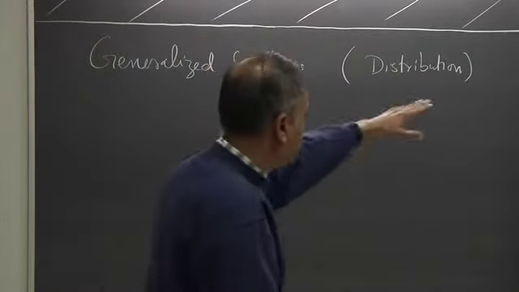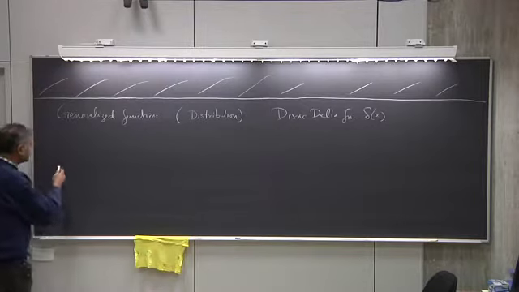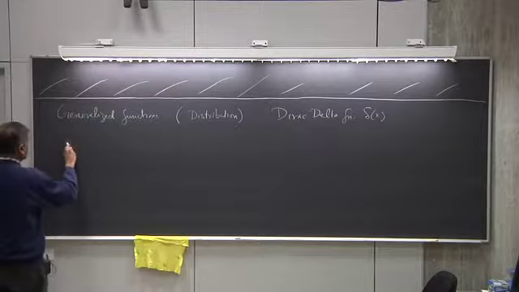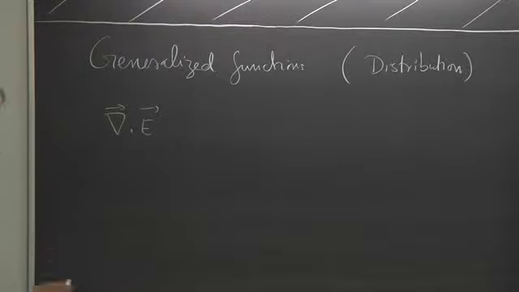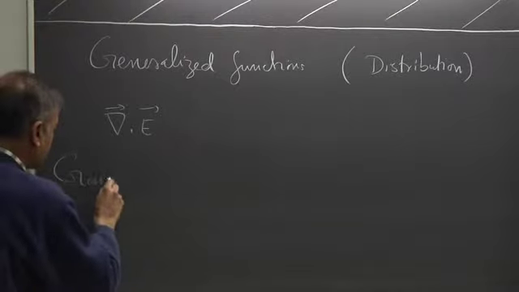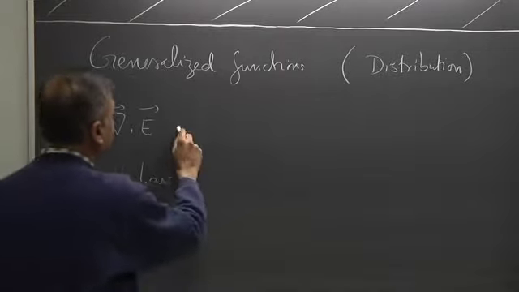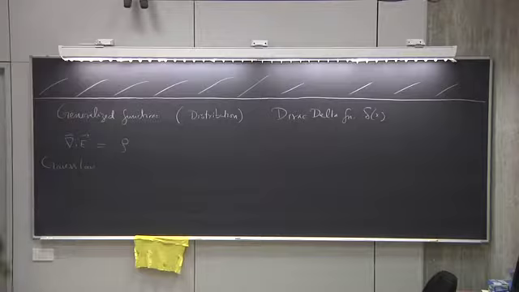So, the physical intuition for this delta comes from the following. Suppose, for example, we consider one of Maxwell's equations, say Gauss's law. The equation will be the divergence of the electric field equal to the charge density. There could be some numerical factors, but basically it's the charge density.